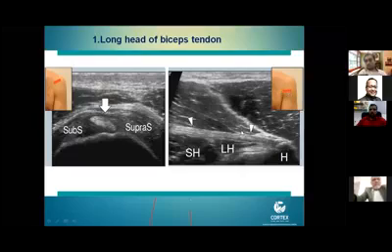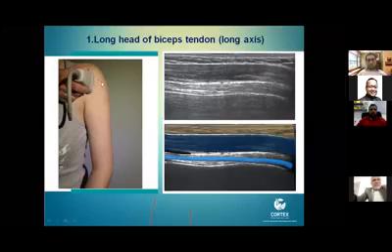You can see the myotendinous junction. The myotendinous junction is assessed at the level of the pectoralis tendon. You can see this bright structure. This is the pectoralis tendon. You can see the short head as well as the long head of the biceps tendon. After that, by keeping the tendon in the middle, you turn the probe 90 degrees, so you can assess the long axis view of the biceps tendon.